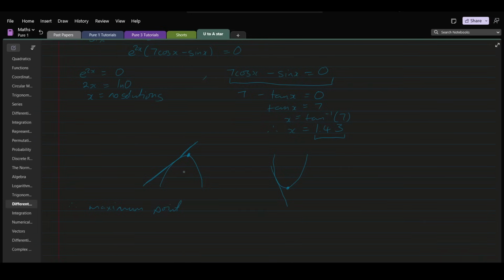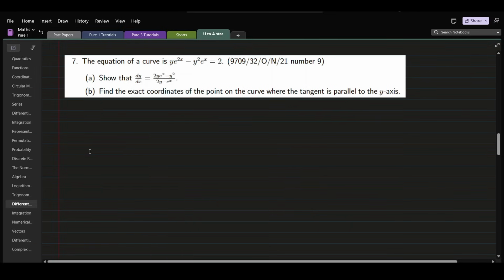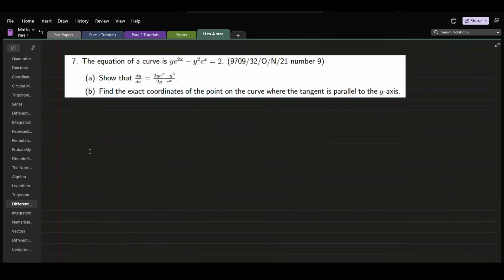And this would be our final answer. The equation of a curve is y e to the 2x minus y squared e to the x is equal to 2. Show that dy/dx is equal to (2y e to the x minus y squared) over (2y minus e to the x). So this is an implicit function.